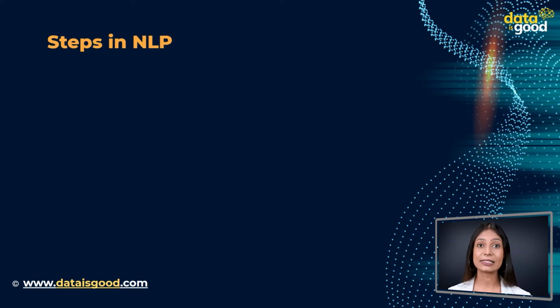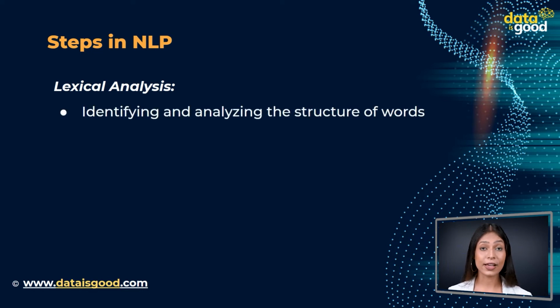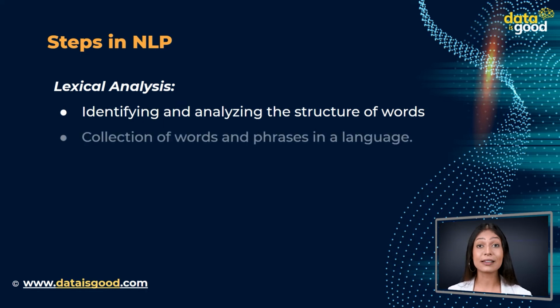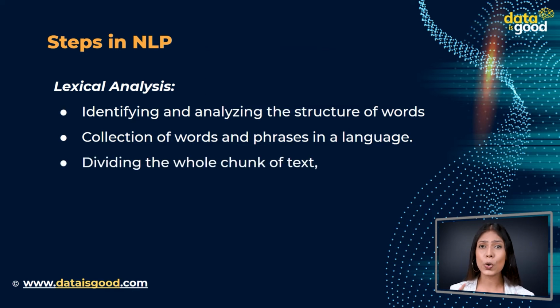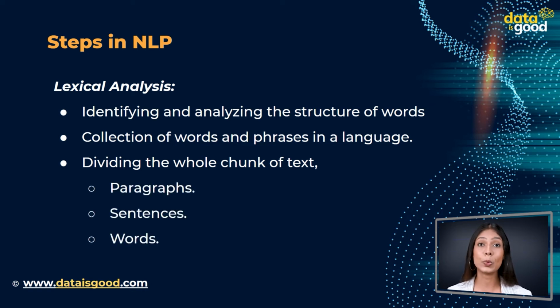Now we will look at the steps in NLP. So there are generally 5 steps in NLP. The first step in NLP is lexical analysis. It involves identifying and analyzing the structure of words. Lexicon of a language means the collection of words and phrases in a language. Lexical analysis is dividing the whole chunk of text into paragraphs, sentences, and words.